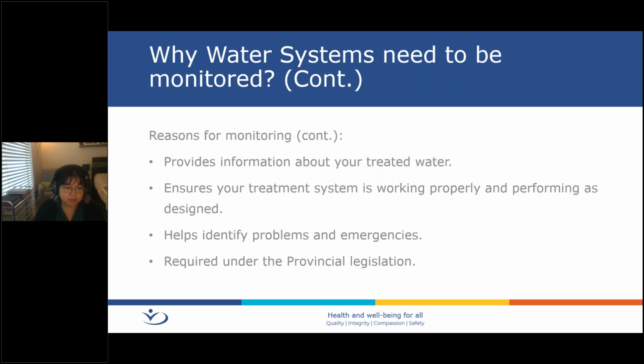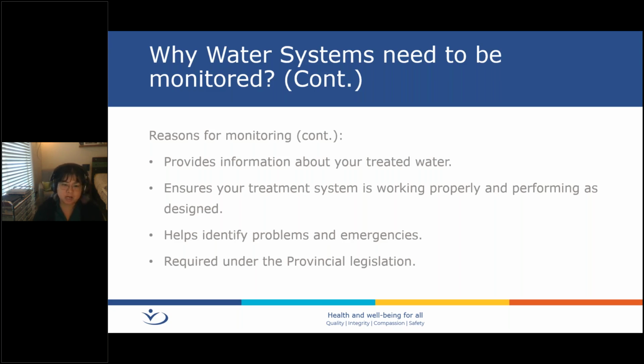And performing monitoring helps identify problems and emergencies quickly and efficiently. It reduces the duration of outages and minimizes the frequency of system failures. Also, monitoring and maintenance may extend the life cycles of system components and ensure that the drinking water is safe and reliable. It is also a requirement, as Bob mentioned, under the provincial legislation, which is the Drinking Water Protection Act and Drinking Water Protection Regulation, which we'll go into a little bit more later.